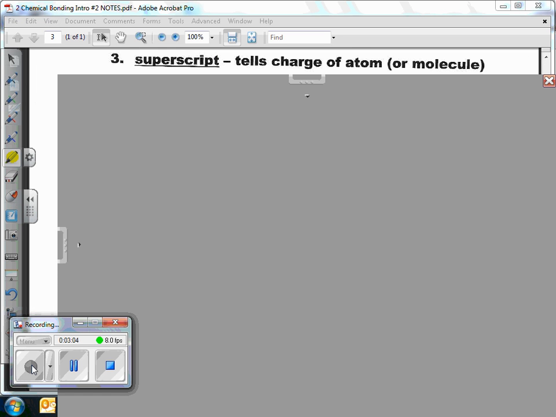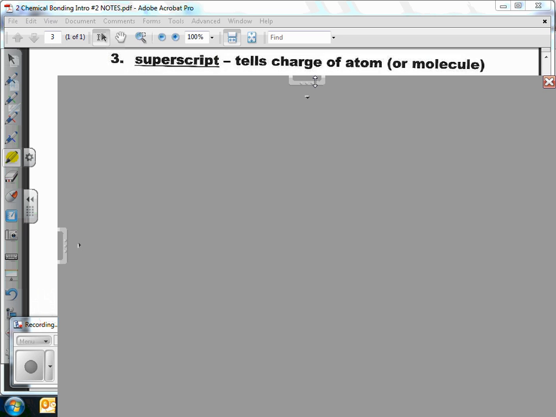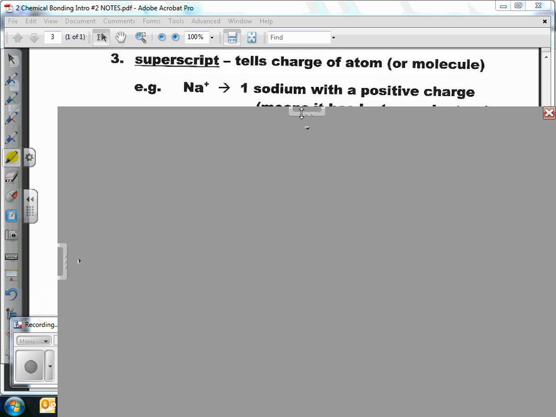So the next little definition is superscript. Super is above, script is what you wrote, so superscript is above that. Subscript was below. A superscript tells the charge of an atom or a molecule. For example, Na plus has 1 sodium with a positive charge. My question to you is, what happened to the sodium atom in order for it to have a positive charge?